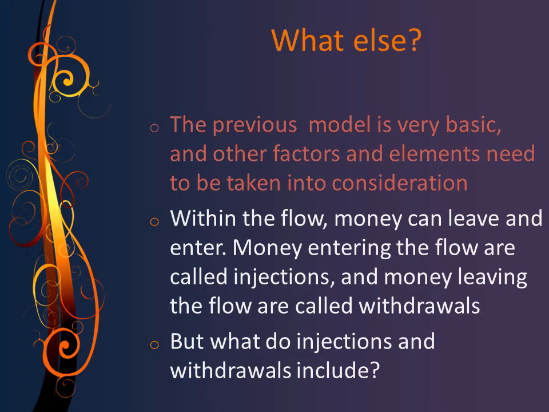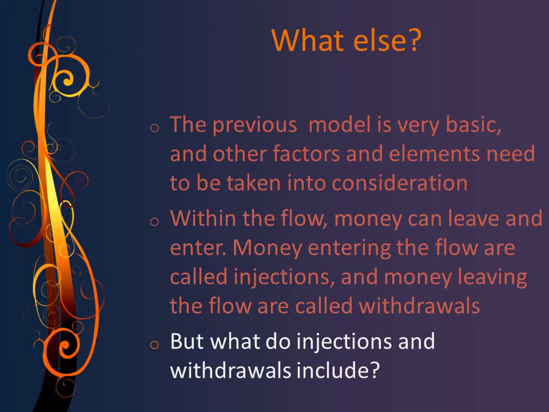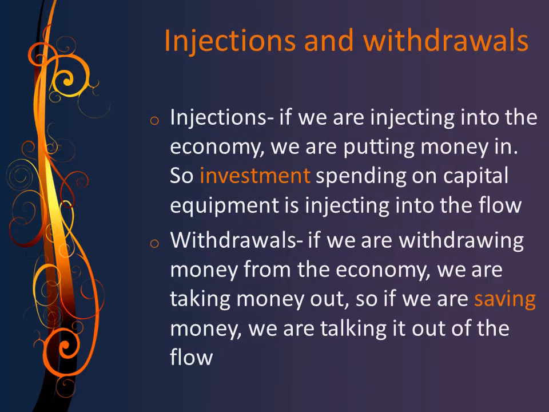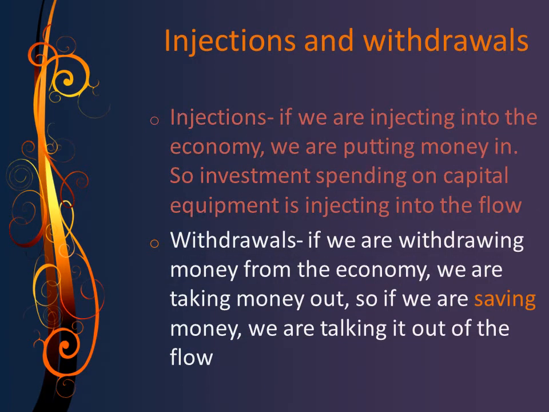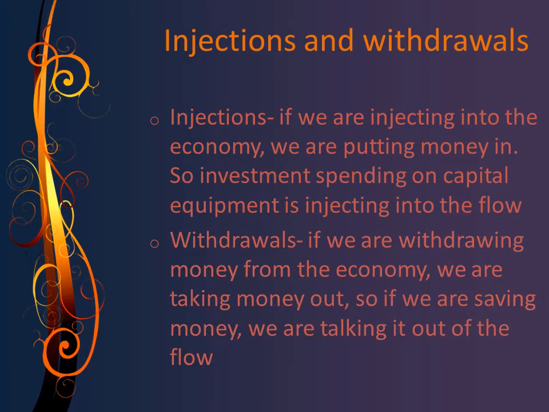The previous model that we just studied is very basic, and other elements need to be taken into consideration. Within the flow, money can leave and enter. Money entering the flow is called injections, and money leaving the flow is called withdrawals. But what do injections and withdrawals actually include? If we are injecting into the economy, we are putting money into it. So investment spending on capital equipment is an injection into the flow. If we are withdrawing money from the economy, we are taking money out. So by saving money, we are taking money out of the flow.